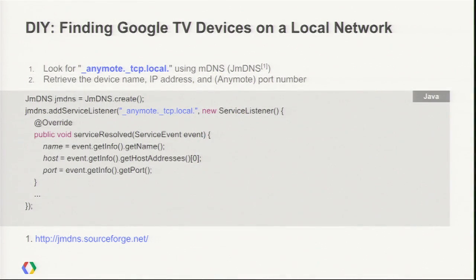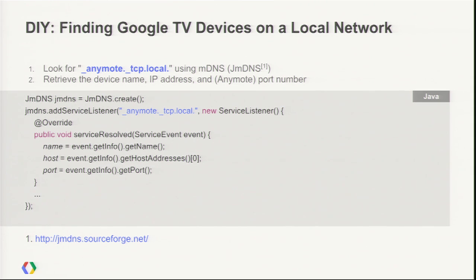So this is the do-it-yourself version. If you wanted to build pretty much that same application from scratch, Google TV devices all broadcast using MDNS an Anymote TCP local service. If you want to find Google TV devices on somebody's home network, all you really do is search for this Anymote TCP local using MDNS. Once you find it, you can extract out the name of the device, the IP address, and the port. The port is for the Anymote service, which we'll talk about a little bit later. This is a quick and easy way to find devices on the network.